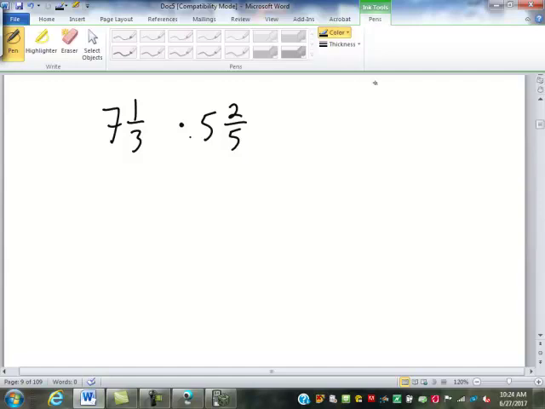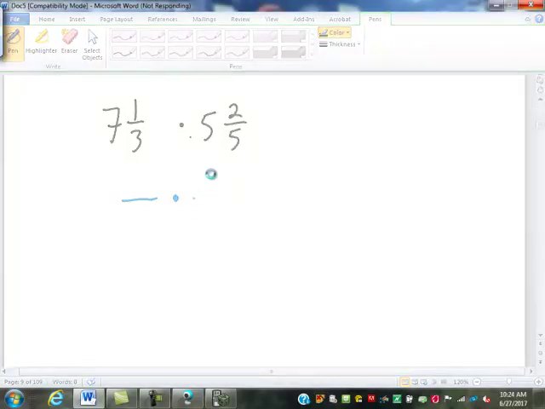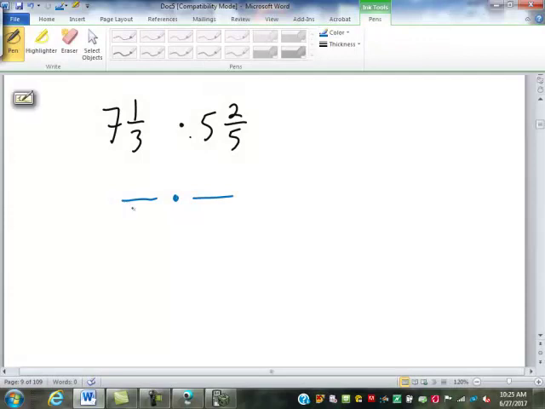Tell me what to do. When we multiply, do we need a common denominator? No. It's 7 times 3 plus 1. Okay, perfect. We're making improper fractions. So 7 times 3 is 21, plus 1 is 22. And then? 5 times 5 plus 2. Perfect. 5 times 5 is 25, plus 2 is 27.